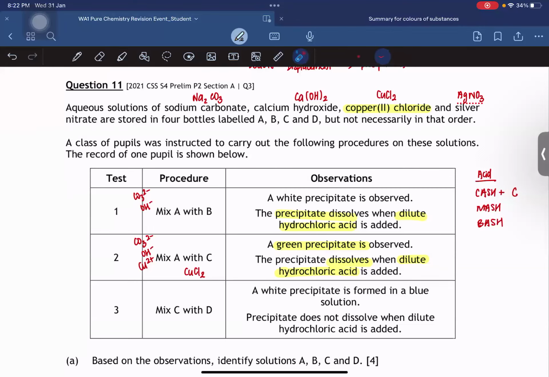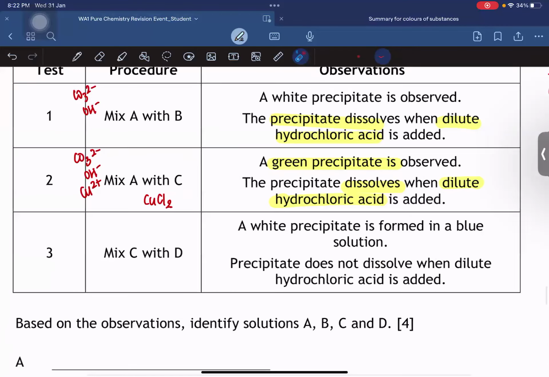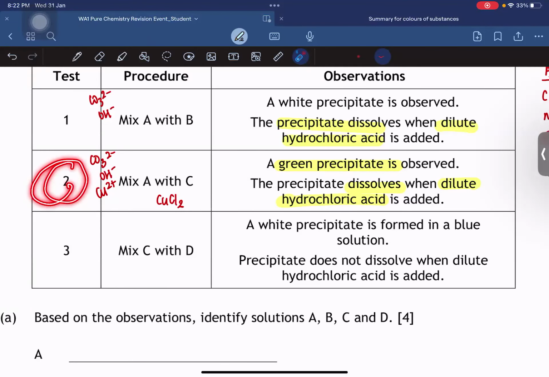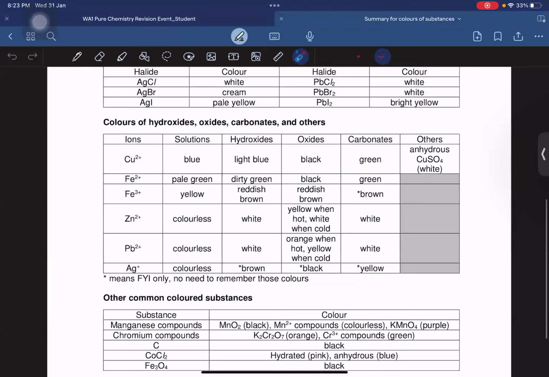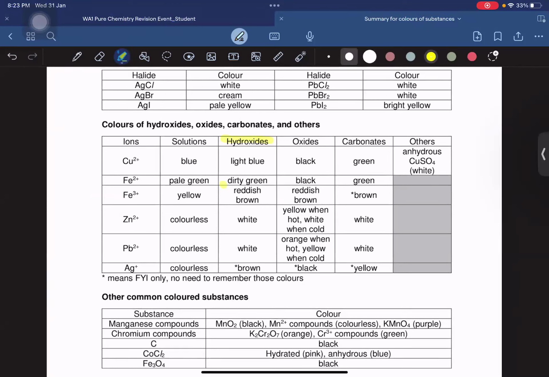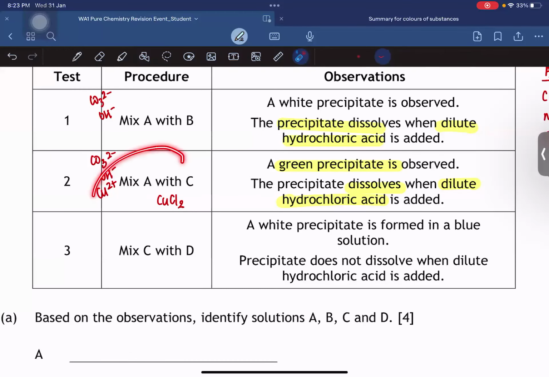Listen carefully, guys. Now, for solution two, the only thing I know is this precipitate reacts with acid. What kind of precipitate reacts with acid? Carbonates or hydroxides, correct? Now, what carbonates and what hydroxides are green in color? If you go to your table, the hydroxide that is green in color is iron. The carbonate that is green in color is iron or copper. Agree? Which means my solution needs to have either iron or copper.